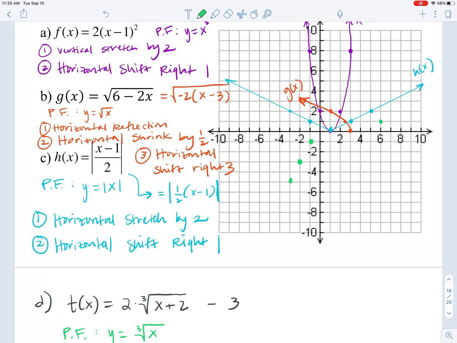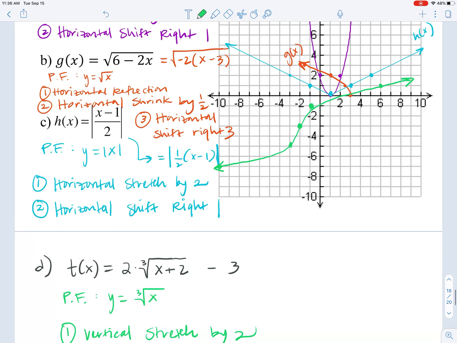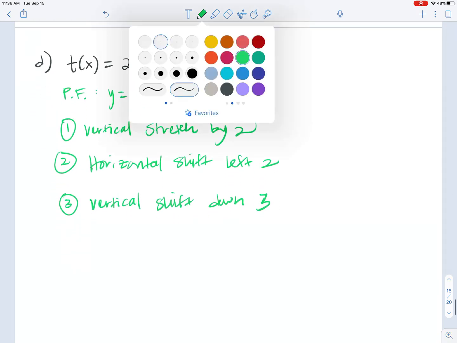Negative 8, negative 2, when stretched by 2, would land me at negative 8, negative 4. And then I go left 2 to be at negative 10, negative 4, and down 3, 1, 2, 3, lands me at negative 10, negative 7. And I called that t of x.